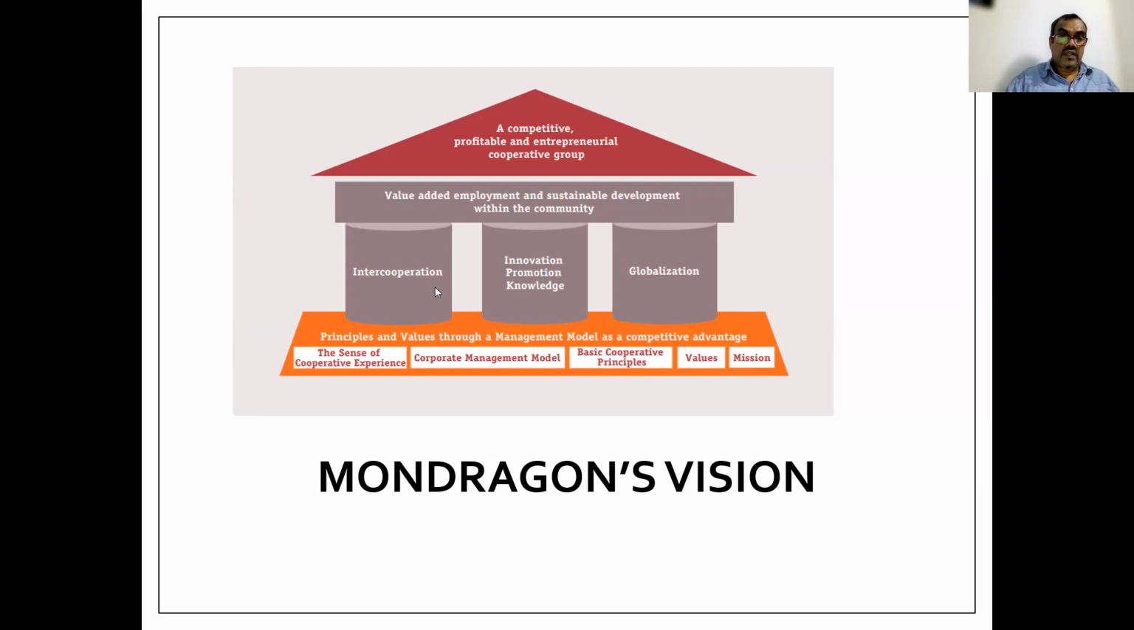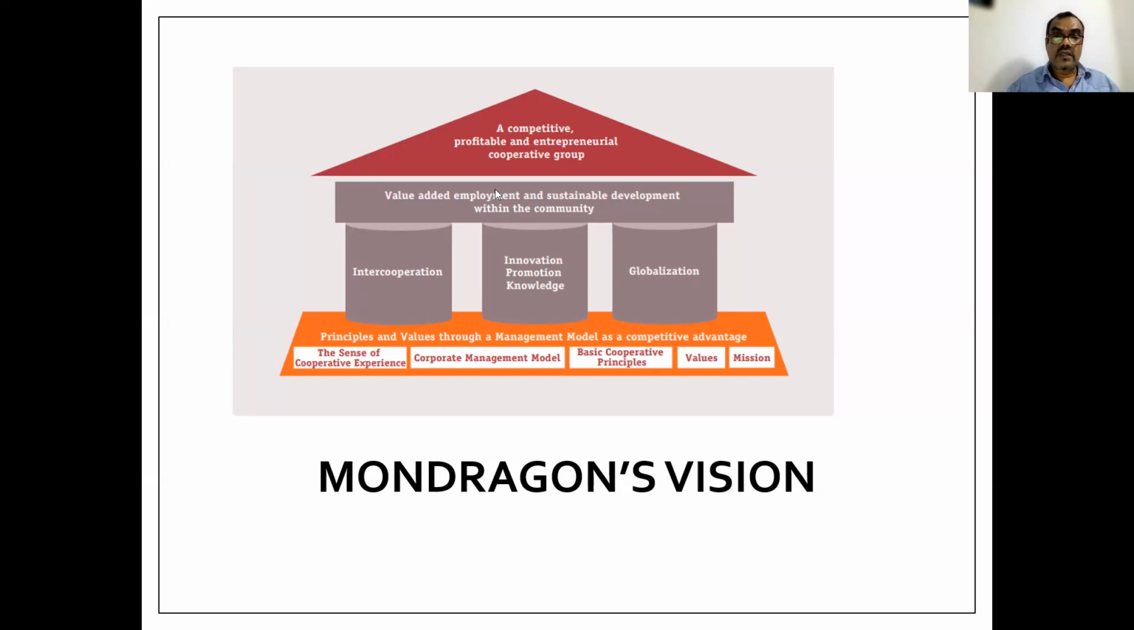Then they introduced a concept called intercooperation, innovation and promotion, and globalization. So that has not been ignored. Either we like it or not, now we live in a global society, so you can't claim that we will produce goods and services required for us only. No. You need to take into account what's happening in the world. So Mondragon very rightly takes those things into its dashboard.